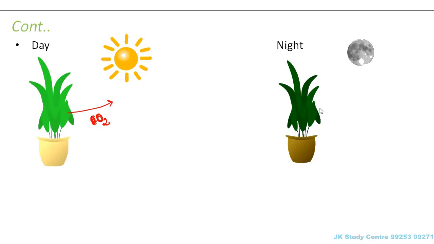Whereas at night time, what happens? There is no photosynthesis, so only respiration takes place. So in respiration, the plant will take in oxygen and it will give out carbon dioxide. Right? So this is how there is a difference during the day and during night.